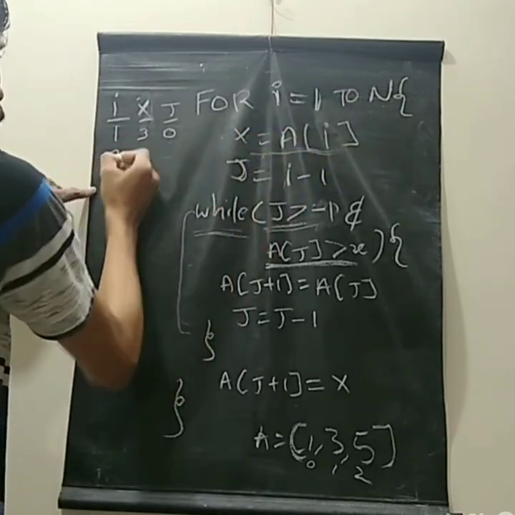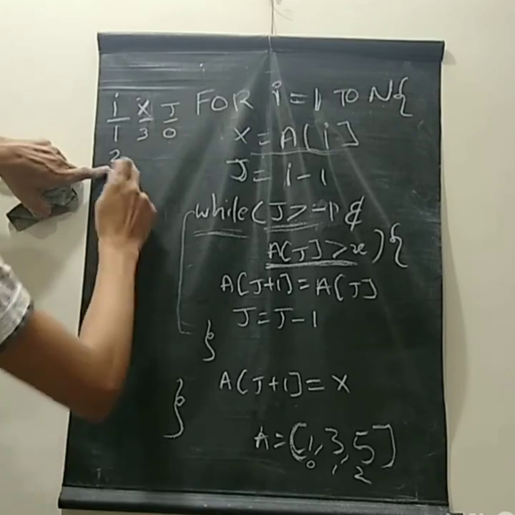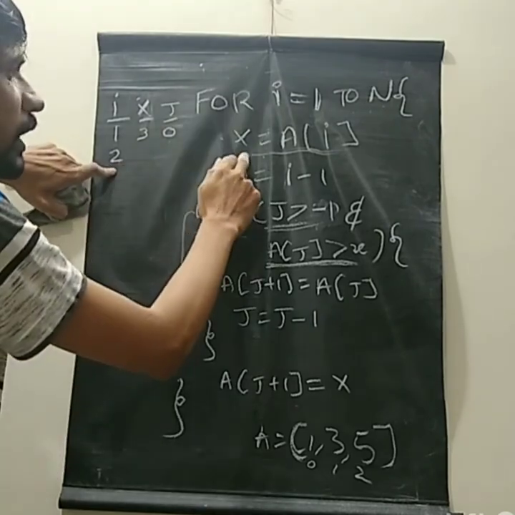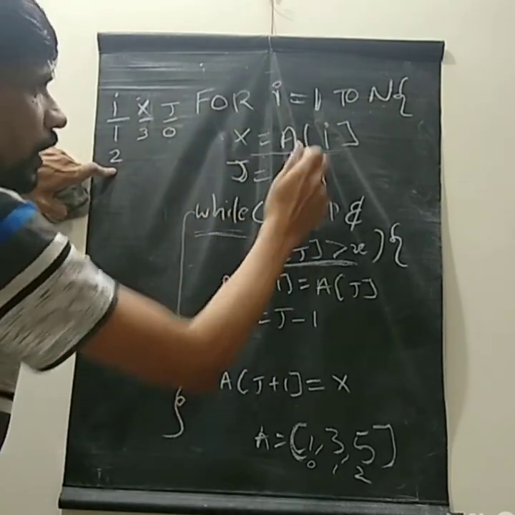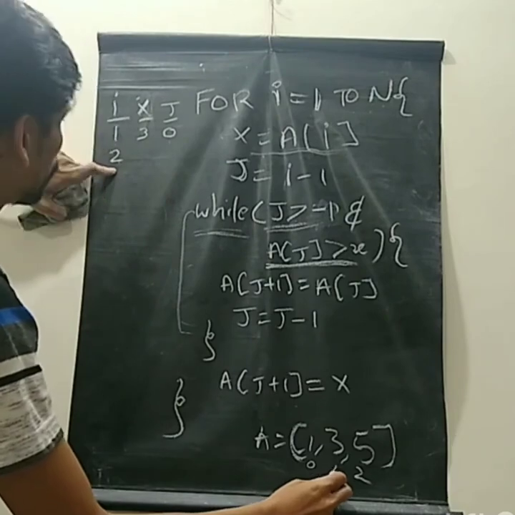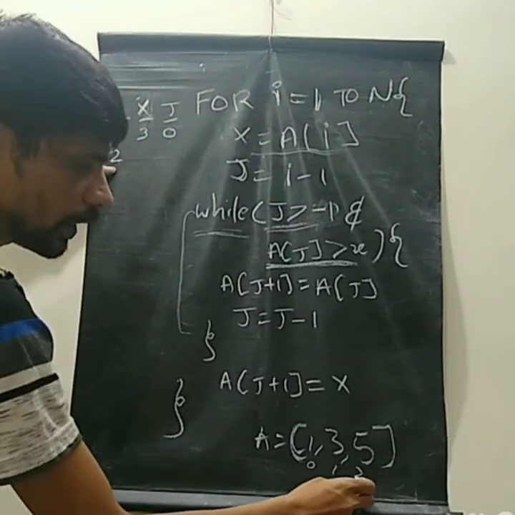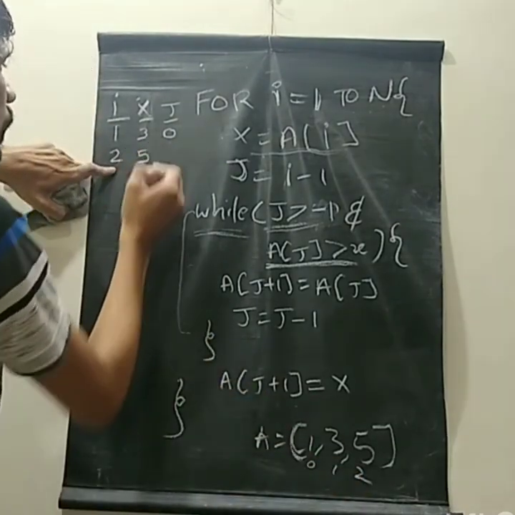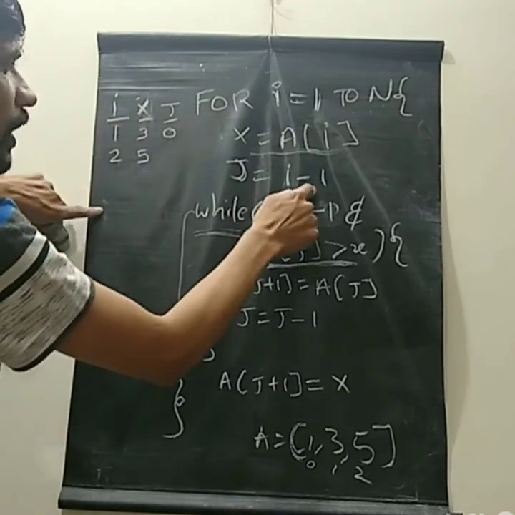Now my i value will be 2, right? If my i value is 2, what is my x value? x equals a of i. What is a of 2? It is 5. What will be my j? j equals i minus 1.